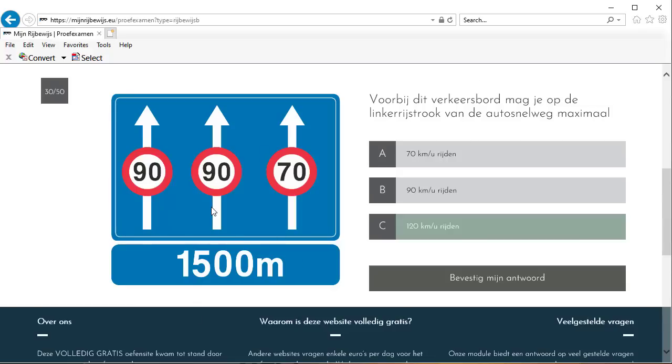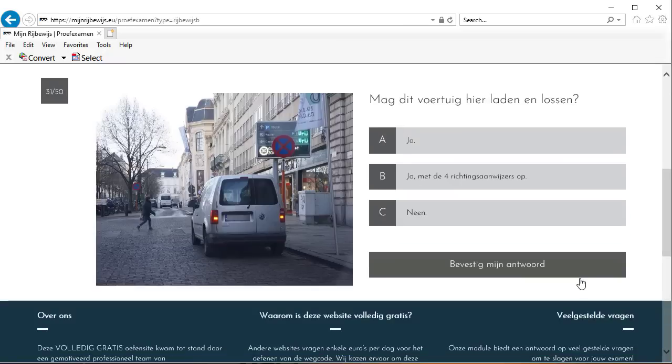Is the car here allowed to empty or to add.